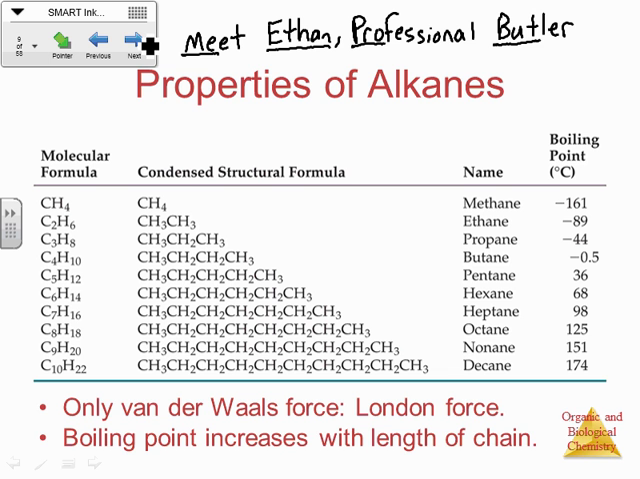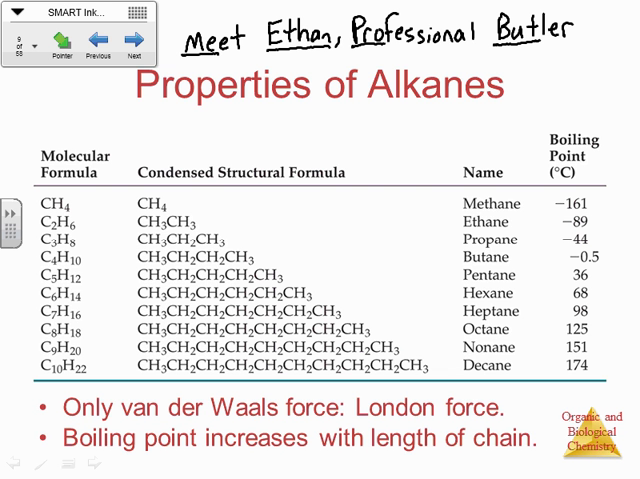After that, they sort of make sense because pentane, pent, you know, that's the prefix for 5. Then you've got hexane, 6, heptane, 7, octane, 8, nonane, 9, and decane, 10. So the rest of those really make sense as far as their prefixes. But the first 4, if you remember meet, Ethan, professional butler, that will help you remember the first 4.